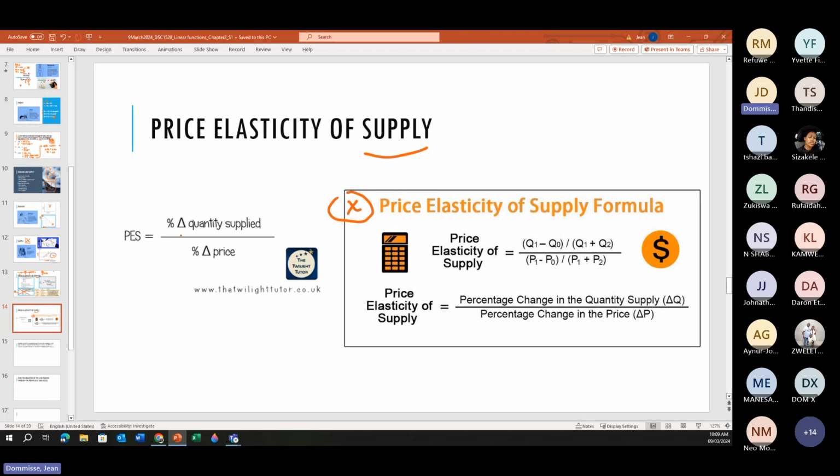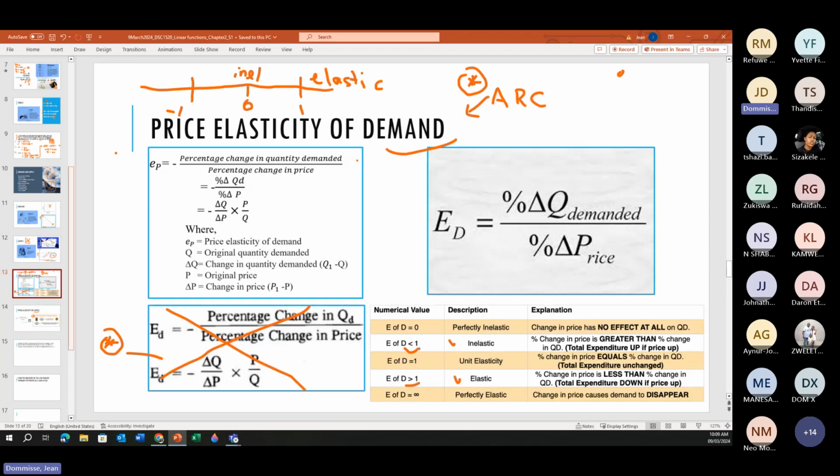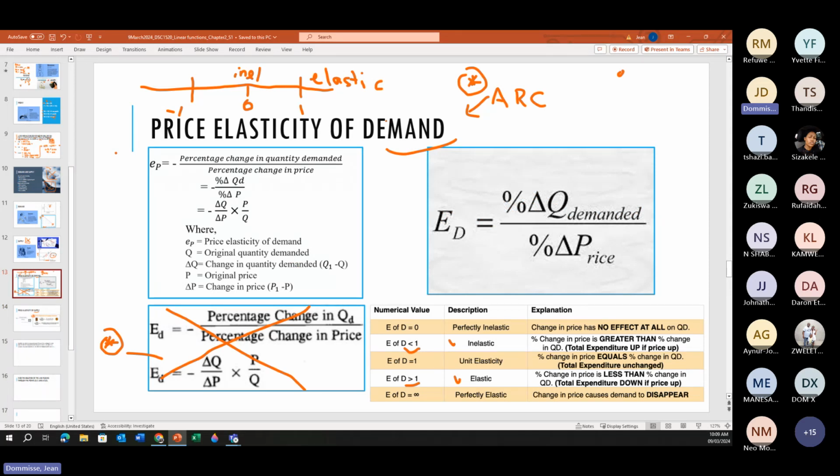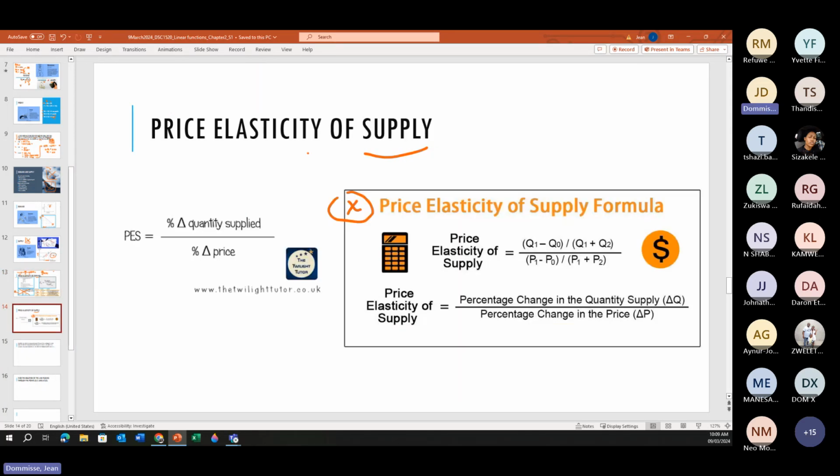So whereas elasticity of demand looked at the change in demand over the change in price, here the elasticity is again Q over P, but here it is all about the supply. So again, what they might do is give you all the information needed to work out demand, all the information needed to work out supply, and then ask the supply question.